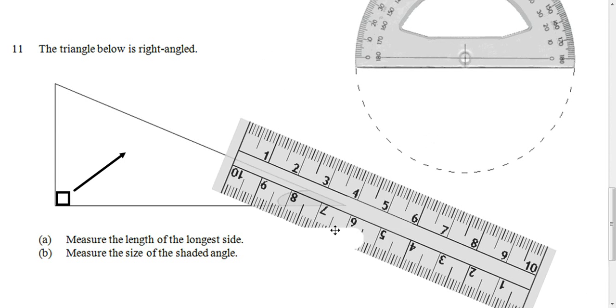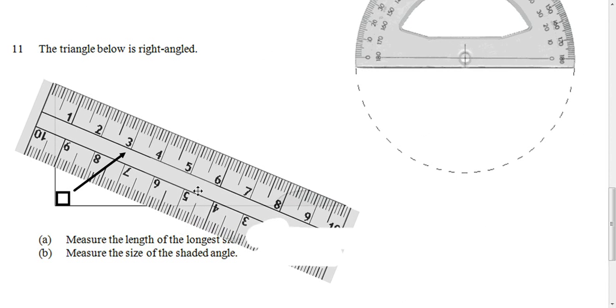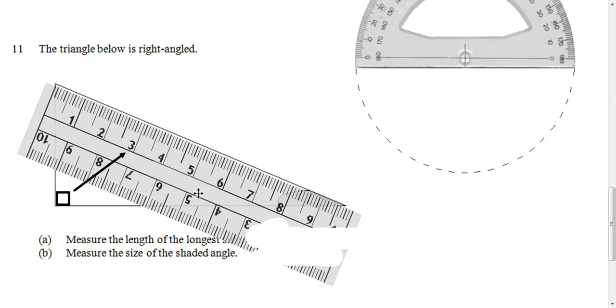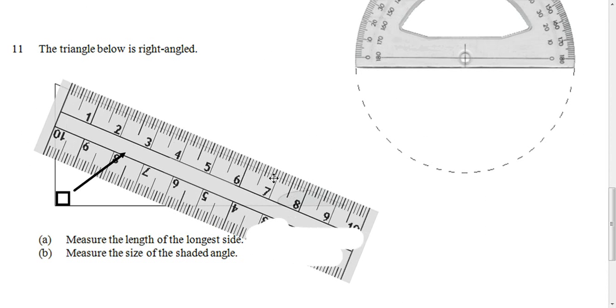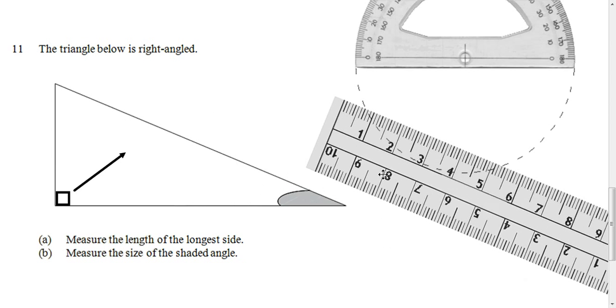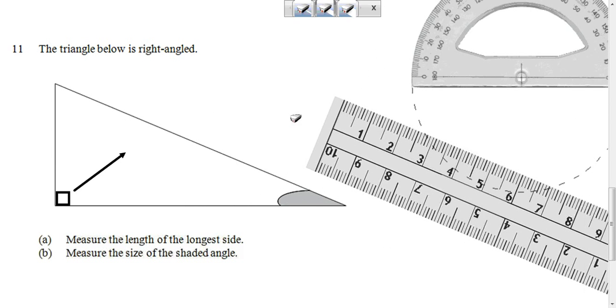So if we measure that with the ruler, it comes to 9.8 centimetres. Try and be accurate as you can with that. You're allowed to be 0.1 centimetres out, so that's 1 millimetre out either way. So if you wrote 9.7 or 9.9, that would be fine.